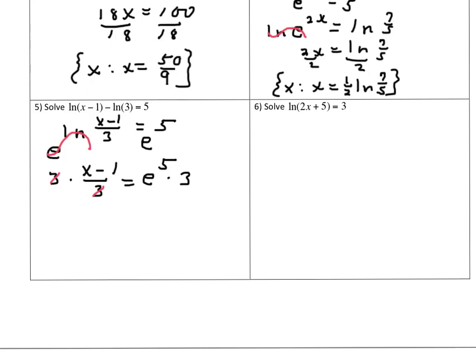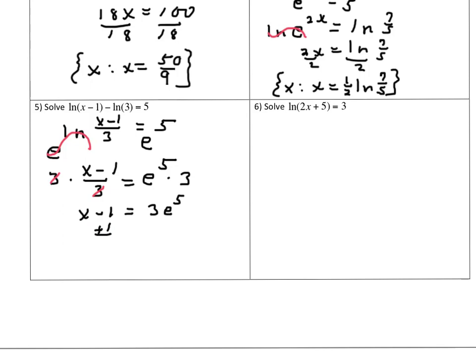and that leaves me with x minus 1 is equal to, and instead of saying e to the 5th times 3, I'm going to use the commutative property, switch that around, so it's going to be 3e to the 5th power. Now, is it done? Well, no, I have this minus 1 here. How do I get that minus 1 to the other side? I agree, add 1 to both sides.